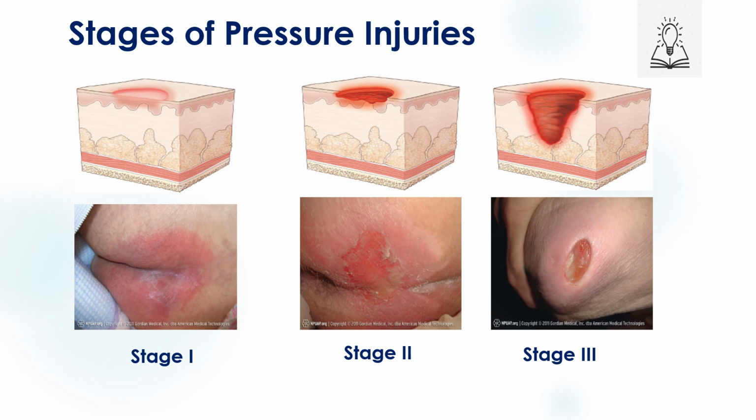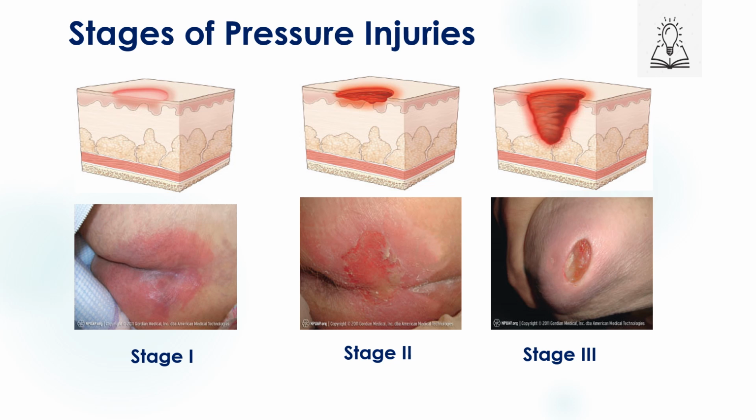Then you have stage 2, which is partial thickness loss, where you see the exposed dermis. So it's kind of like a superficial opening. The wound bed is typically pink or red, and it may appear as an open blister or shallow ulcer. You can use a hydrocolloid dressing, foam dressings, or hydrogel dressings. They're suitable for maintaining a moist wound environment and protecting the wound.